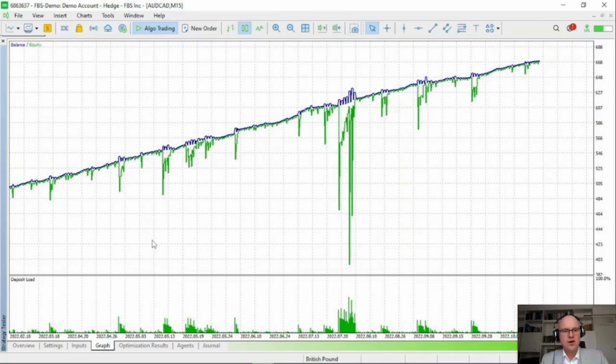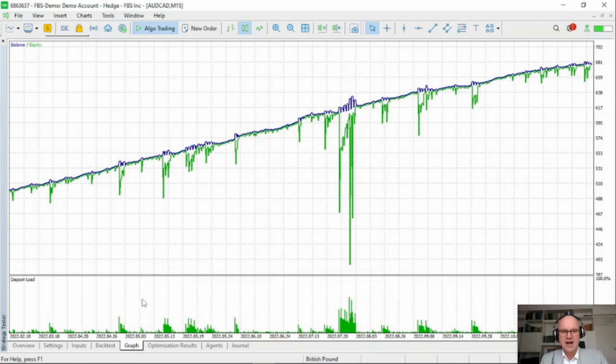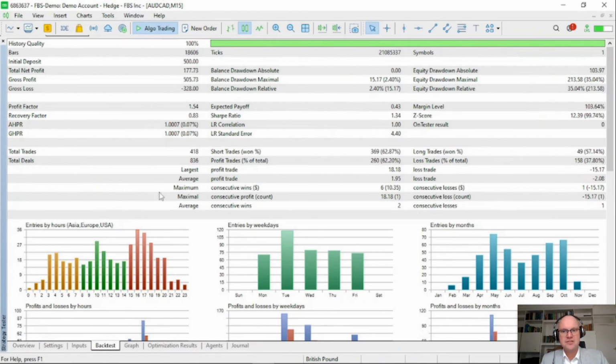We'll see from the graph that we again experience these periods of strong drawdown. However, the bot is able to stabilize and still make a healthy return over the period that we selected. In the end, the bot ended with a $182 profit, giving us a total equity of $677.73, or profit factor of 1.54.